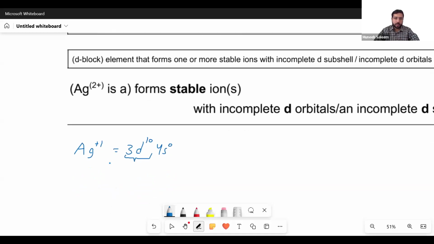A complete d subshell cannot be considered as a transition element. So in this case, the d is not incomplete. Instead, it is a complete subshell. So that's why Ag+ must not be indicated while giving the answer. You need to express the 2+ here.